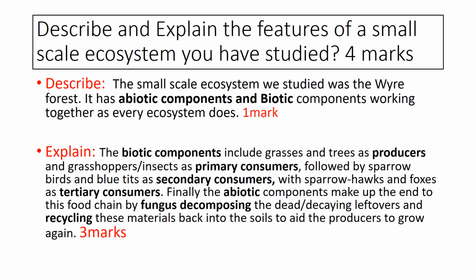The biotic components include grasses and trees as producers, and grasshoppers, insects, as primary consumers, followed by the sparrows or birds and blue tits as secondary consumers, with sparrowhawks and foxes as the tertiary consumers, i.e. outlining a food web or a food chain.